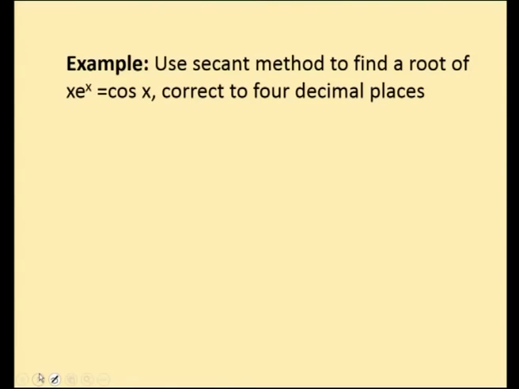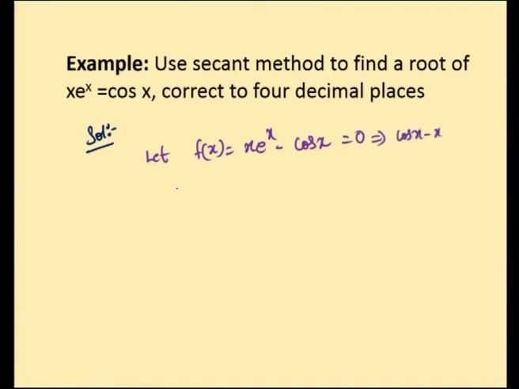We will do this example to understand the secant method further. Use the secant method to find a root of x e power x equal to cos x, corrected to 4 decimal places. The solution goes as follows. x e power x equals cos x can also be written as cos x minus x e power x equals 0. Actually, take f(x) equal to cos x minus x e power x.